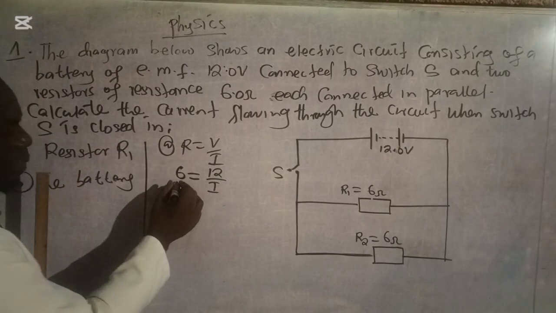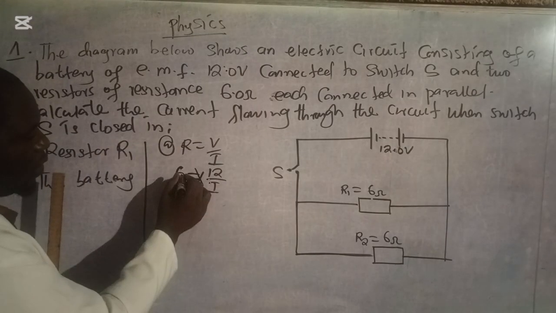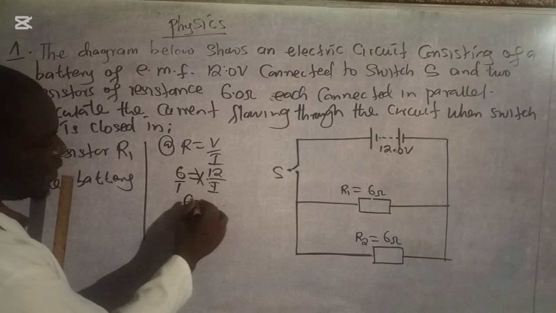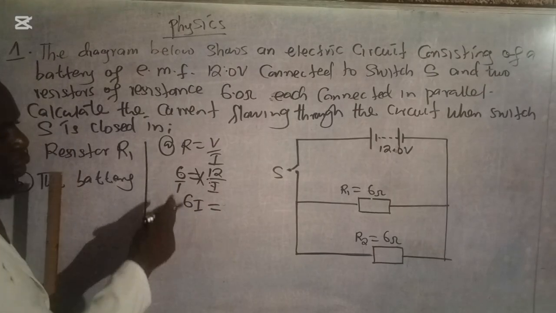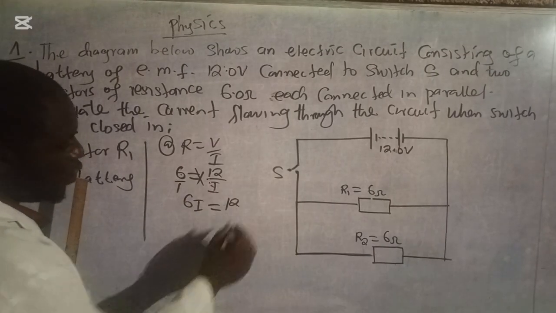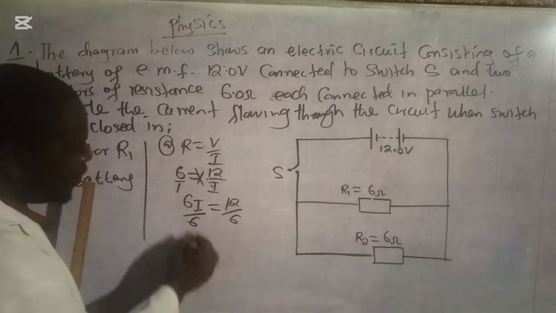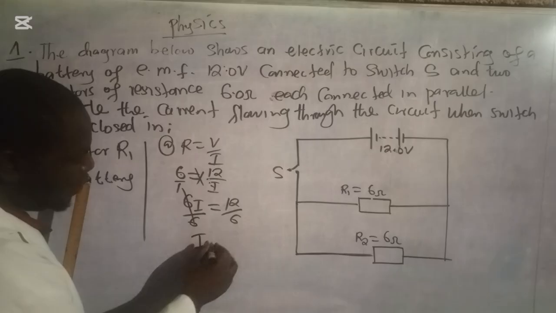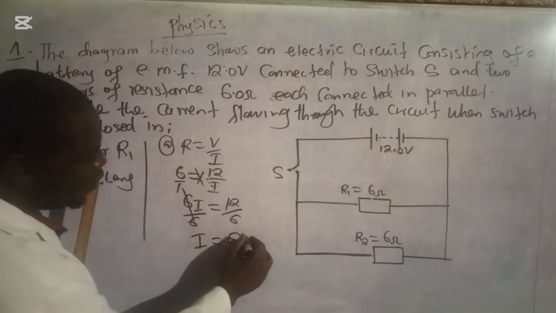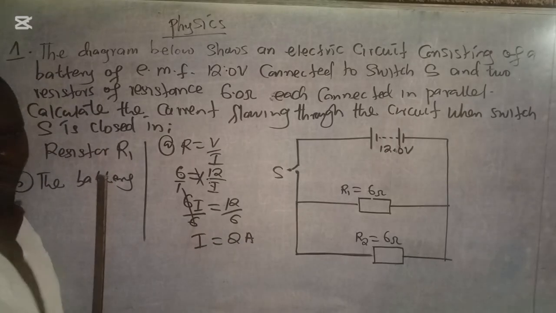Clear? Then you cross multiply. So 6 times I is 6I, which is equal to 1 times 12, which is 12. Then divide by 6 on both sides, so you cancel. So current is equal to what? 2 amps.